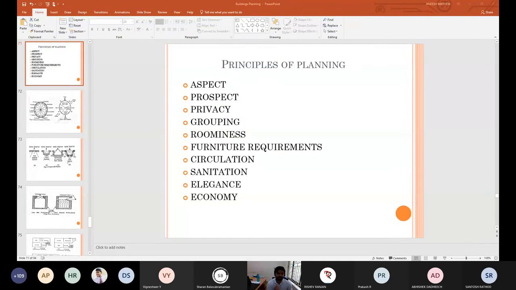To get natural light, normally we provide windows and doors in order to get sufficient light in the open area. Here one thing you have to provide: the minimum window area should be 1/10 of the floor area for a particular room. Suppose your floor area is 10 square meters, you have to provide a minimum window area of 1 square meter. That is very much important in order to get natural light.